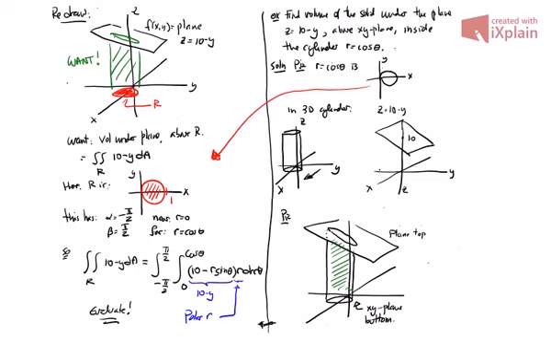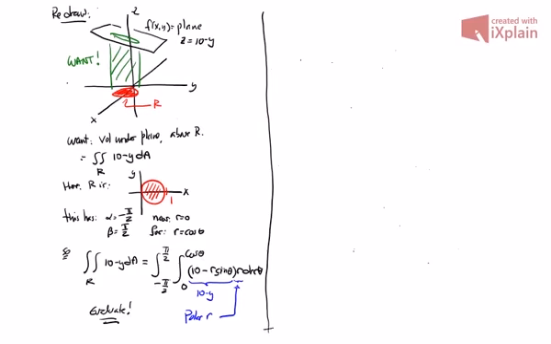Actually, let me just do one more example, so we'll end on a really easy note. We'll say, find the volume of the solid under the paraboloid z equals 9 minus x squared minus y squared, and above the region.